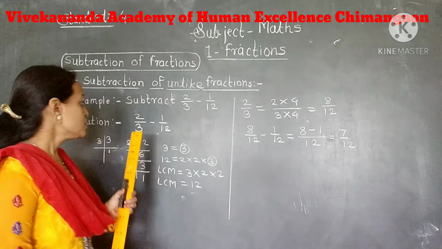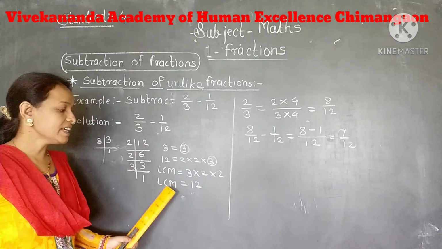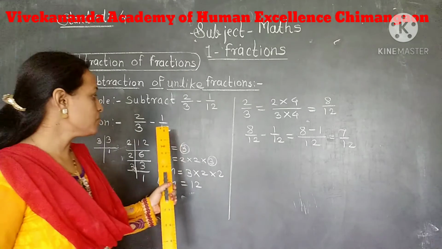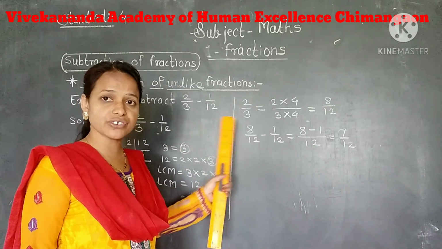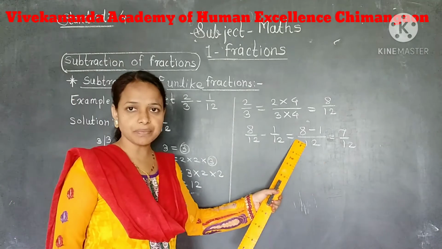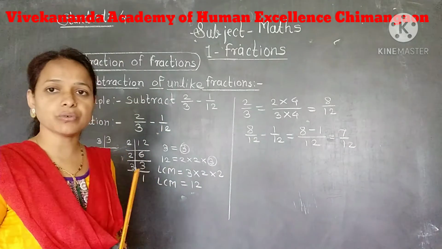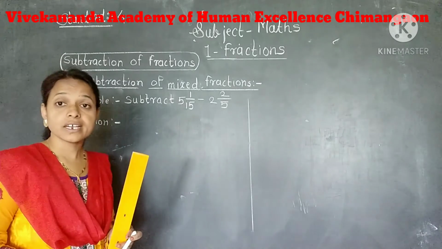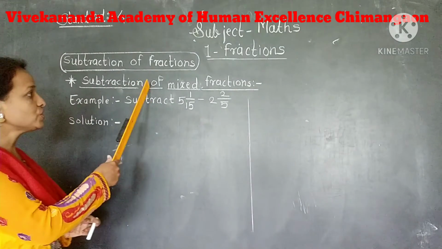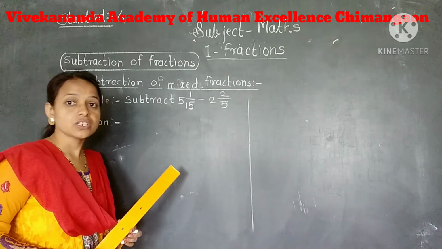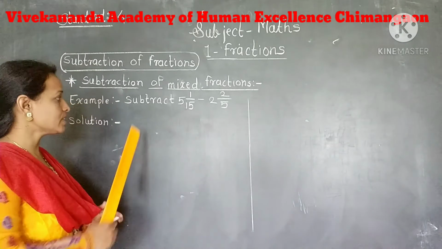So look here student, in unlike fractions, we find the LCM, then we convert the unlike fractions into like fractions, and then we subtract. We get the answer 7 upon 12. Next point, subtraction of mixed fractions. So let's see an example of it.